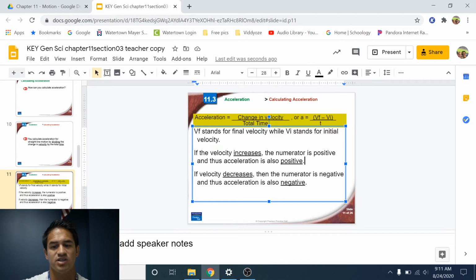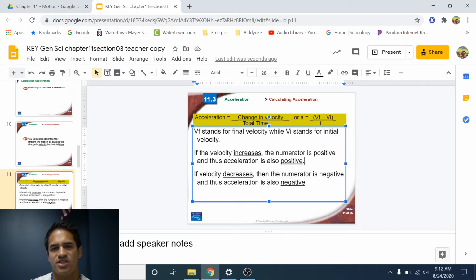So a lot of times you might have a problem where it says a sprinter starts off at rest, and when the person shoots their little gun or blows their whistle, they take off, and 3 seconds later they're running at 18 miles per hour. What was their acceleration? So we know that their speed started at 0, and 3 seconds later, so total time that has elapsed is 3 seconds, their speed is 18 miles per hour. So our final speed is 18. Our starting speed is 0. Divide that by 3 seconds. You can find your acceleration, okay?